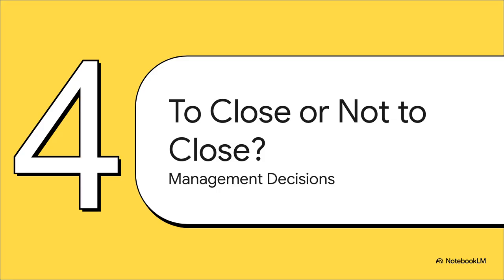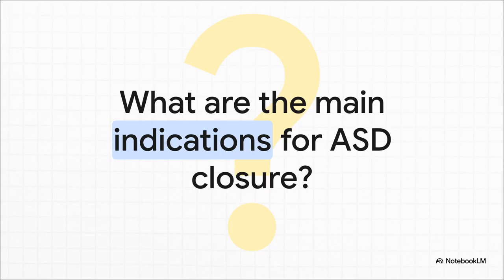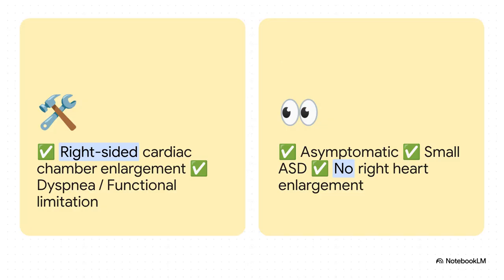All right, so the diagnosis is confirmed. Now comes the big question, the one that really matters for the patient. Do we close this thing or do we leave it alone? And this is really key. You don't automatically close every ASD you find. It's not a one-size-fits-all situation. The whole decision really hinges on one question. Is this shunt actually causing a problem? Is it hemodynamically significant?